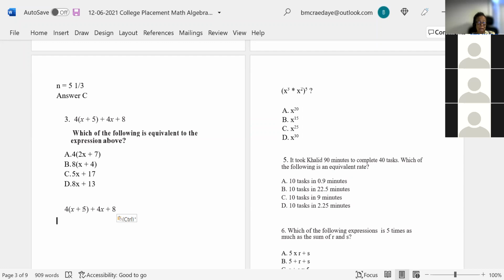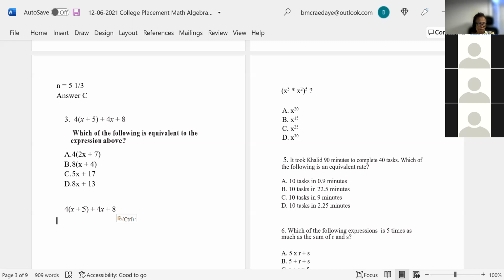Now remember PEMDAS, you do your parentheses first, right? So that means 4 is multiplied by everything in the parentheses. 4 multiplied by x, that's 4x. And then 4 times the 5 is 20. So you have 4x plus 20, that takes care of your parentheses. And then you have 4x plus 8. Now combine your like terms.